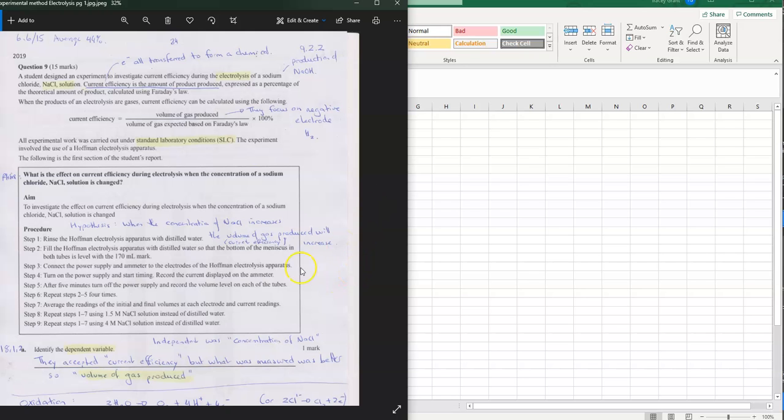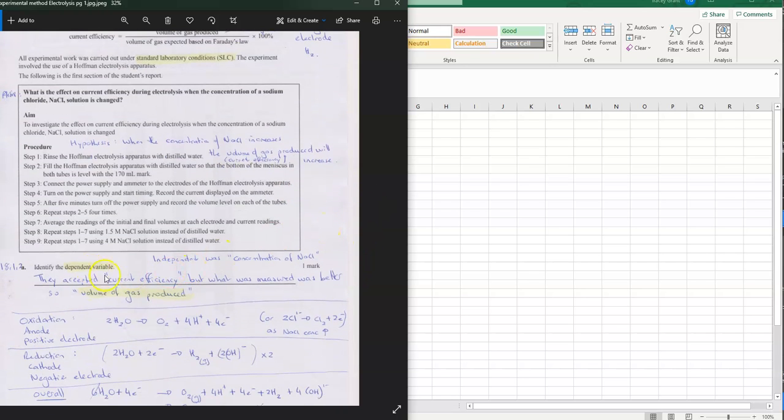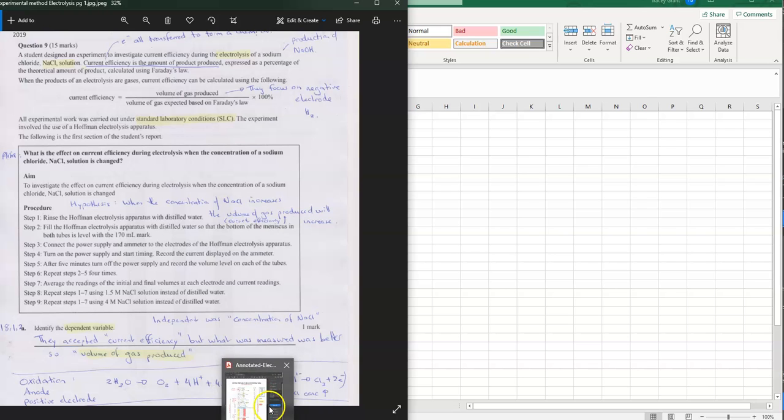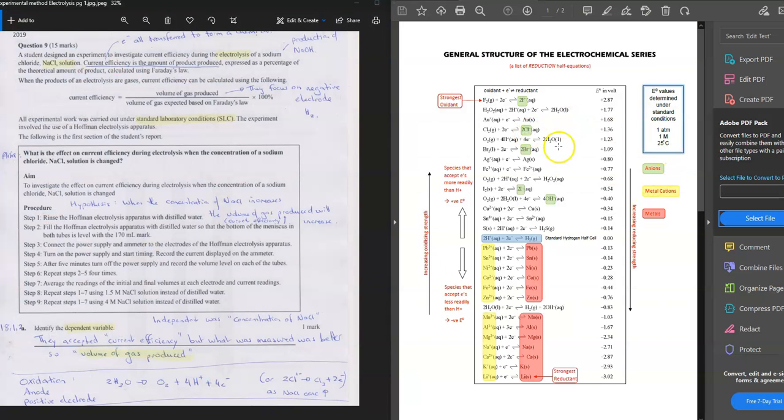So they accepted if you said the current efficiency would be changed by a change in concentration, but it's better if you write what's measured. So the volume of gas, either hydrogen or oxygen, and it turns out that they're mainly looking at the hydrogen because that's kind of more important, and it's also not going to be affected by this problem that we have over here.